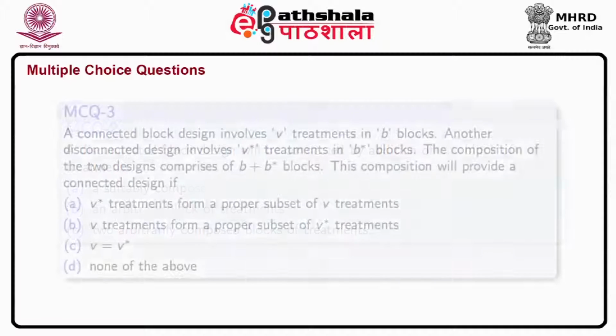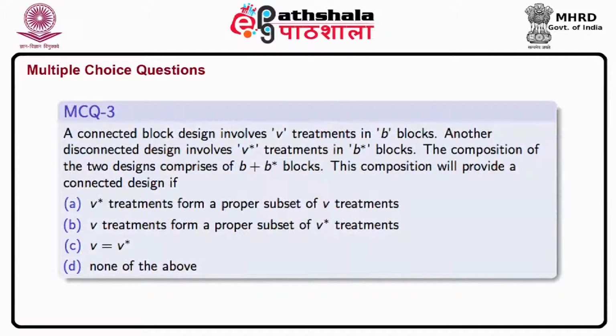And the third one is: a connected block design involves V treatments in B blocks. Another, disconnected design involves V star treatments in B star blocks. One is connected, the other is disconnected. The second one is disconnected. And the composition of the 2 designs comprises B plus B star blocks.